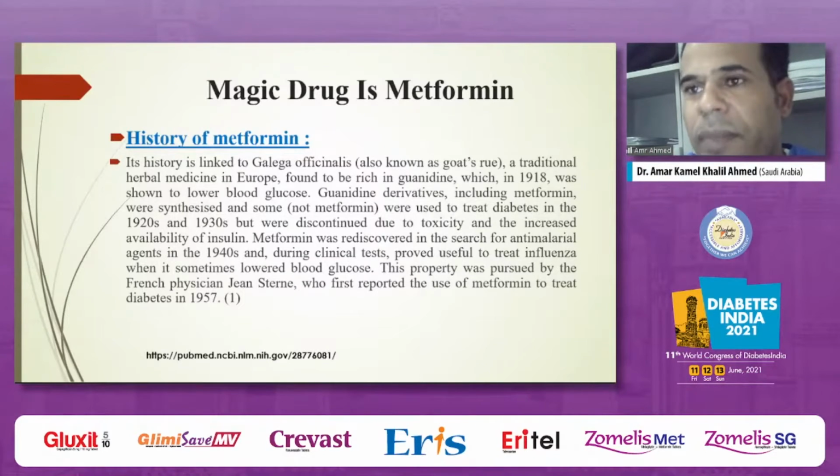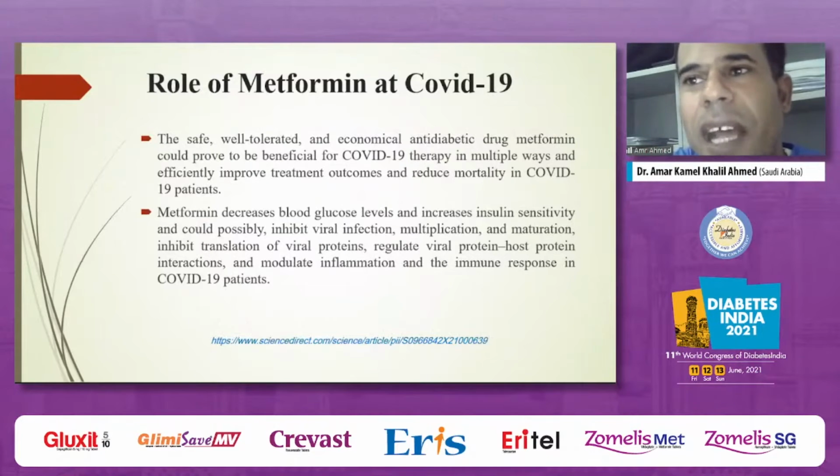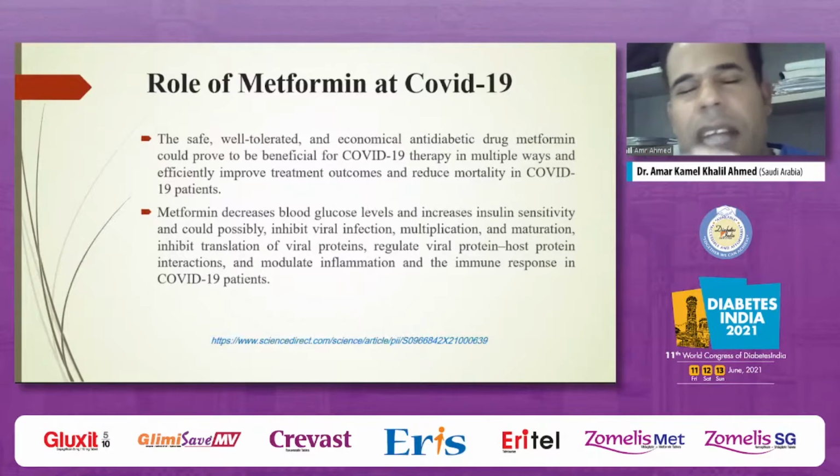The safe, well-tolerated, and economical antidiabetic drug metformin could prove to be beneficial for COVID therapy in multiple ways, improving treatment outcome and reducing mortality in COVID patients. Metformin decreases blood glucose level, increases insulin sensitivity, and could possibly inhibit viral infection, multiplication, and maturation, and inhibit translation of viral protein. This includes the protein, casein L protein, which is used by the virus for replication at the surface of the cell and inside the cytoplasm of the cell. We will see this in the next slide.